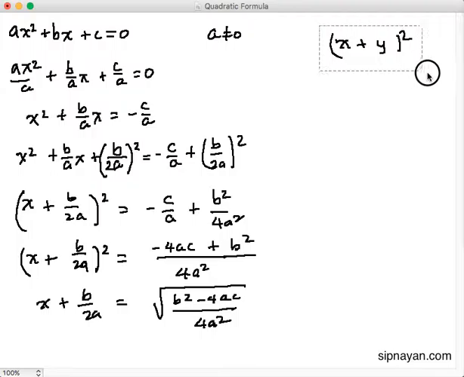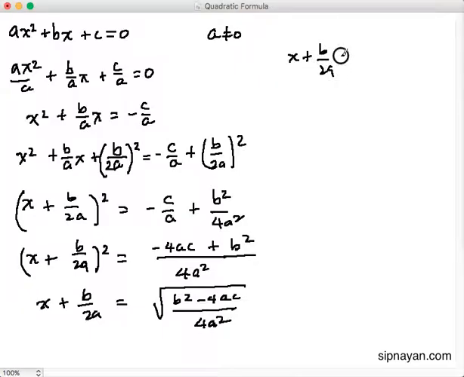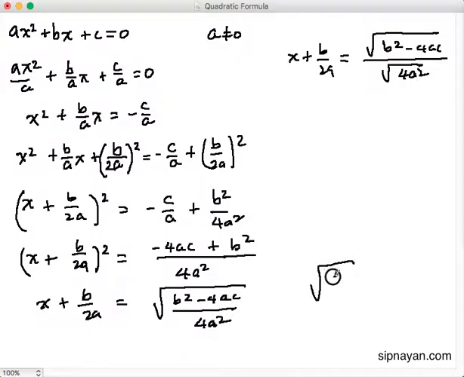Pwede kong gawing x plus b over 2a is equal to square root of, para mas malinaw, b squared minus 4ac all over square root of 4a squared. No? Nakikita nyo itong property na to, yung square root of a over b is the same as square root of a over square root of b. So I use this property to derive or to change this radical into this one.